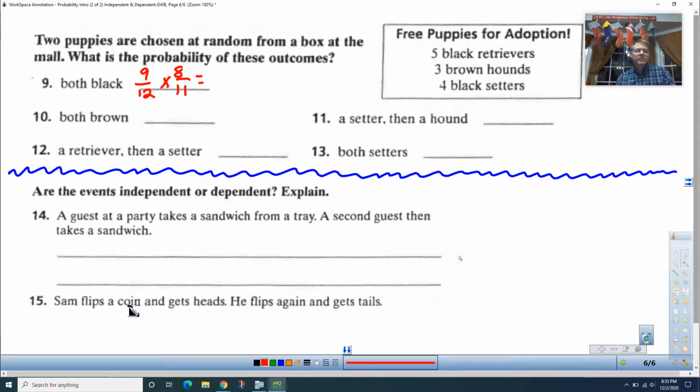Now, Sam flips a coin and gets heads. He flips it again and gets tails. Well, we just talked about what that means. Flipping a coin, what's that always mean? I just got finished saying something about that as well. So I'll leave those two without much help for you, because you should be able to manage those by now. And I think that's about it.